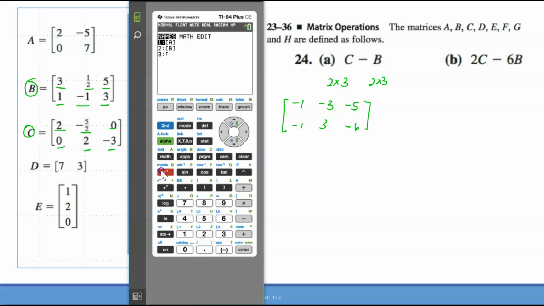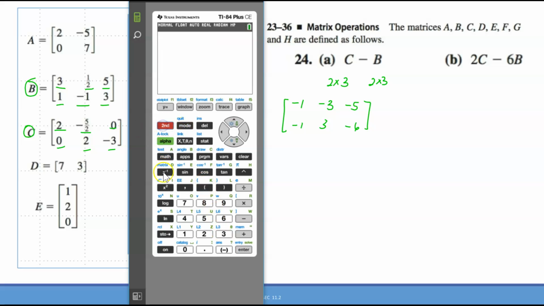Okay, so we're going to say second matrix edit. We're going to put in matrix C. Matrix C, remember, was a 2 by 3. So we'll go ahead and put in that size, and then put in our entries. So we have 2, we have negative 5 over 2, we have 0, we have 0, we have 2, we have negative 3. Okay, we'll hit second quit.